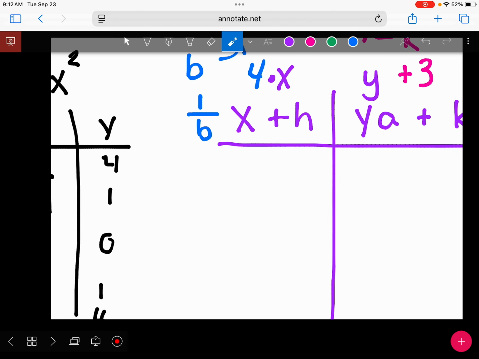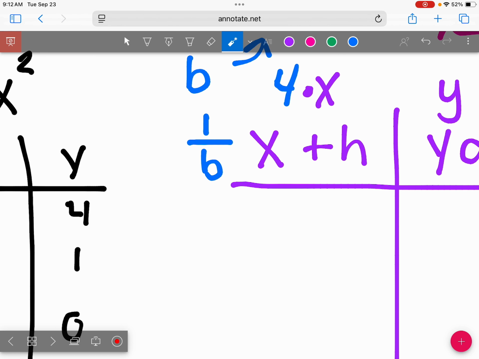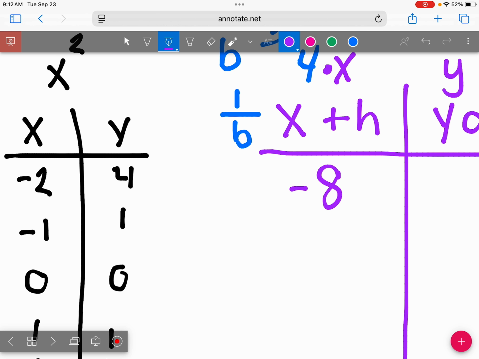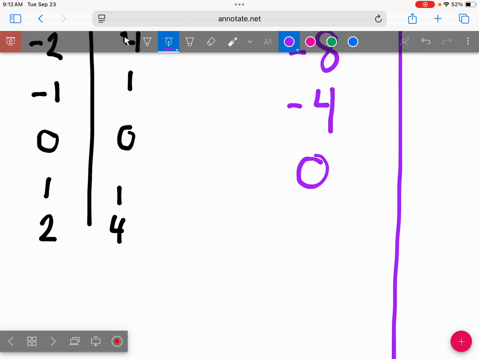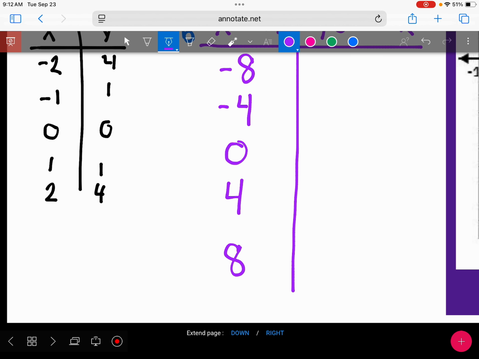So what we're going to do is we're going to take our x's from our parent function and times them by 4. So my -2 is going to become -8. You always take the reciprocal. Always the reciprocal of b. Every single time. Our -1 is going to become a -4. Our 0 times 4 is 0. 1 times 4 is 4. And 2 times 4 is 8. So we're still using the same concept before as our transformation table. We just are working in this 1 over b.